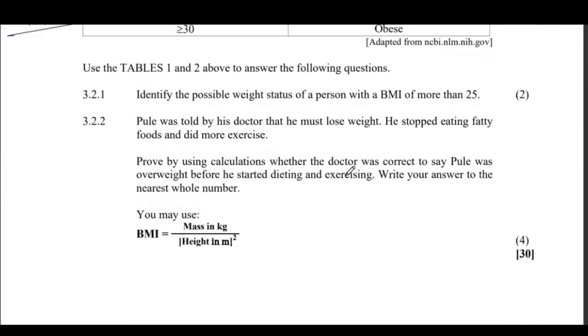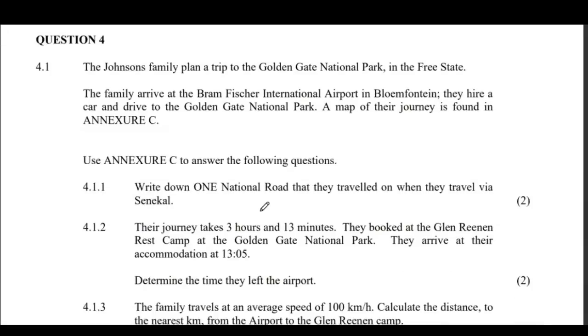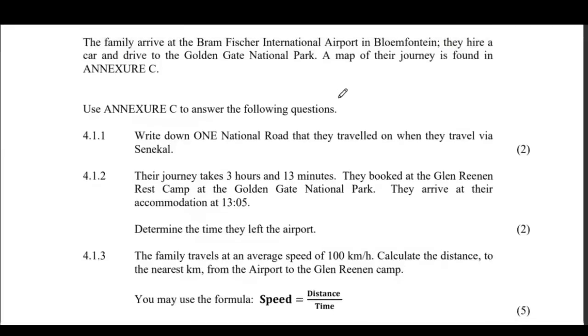All right, there we go. This is what we're talking about. This is the formula for BMI. All right, answer accordingly. Okay, Mr. Johnson, the family trip getting from Golden Gate in Free State. The family arrives at Brandfish International Airport, Bloem. They hire a car and drive to, you know, this is a planning.